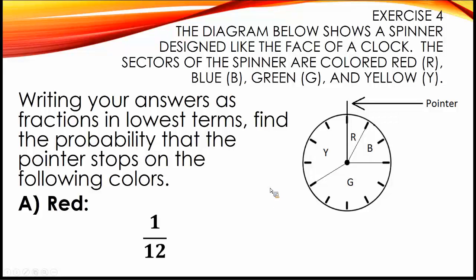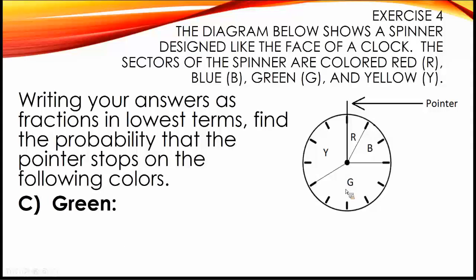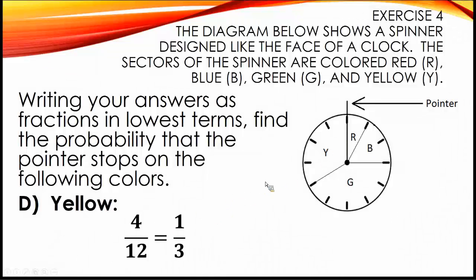So for red, 1 out of 12. There's just one little sector for red, and there's 12 total sectors, so 1 out of 12. For blue, blue has 2 sectors, so 2 out of 12, which reduces to 1/6. For green, green has 5 sectors, so 5 over 12. Yellow, yellow has 4 sectors, 4 over 12, which can be simplified to 1/3. So the probability that the pointer stops on yellow is 1/3.